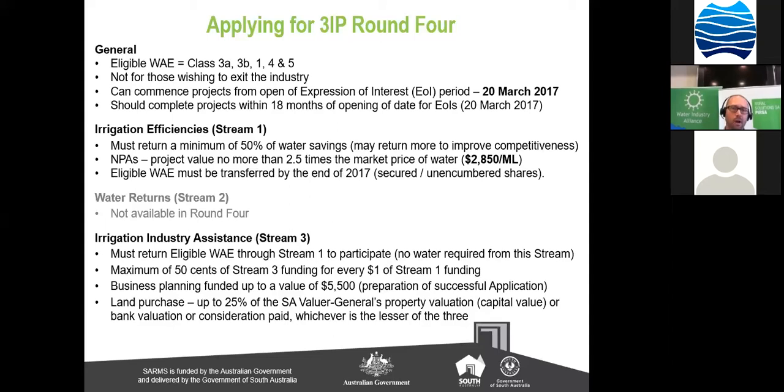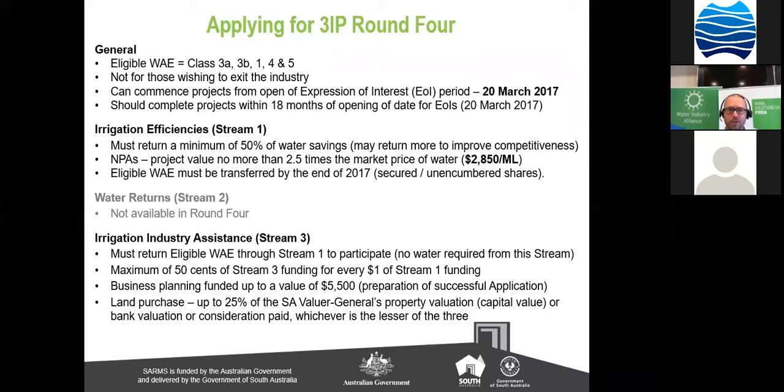And you're able to access up to 2.5 times that market rate if you do have genuine water savings through irrigation efficiencies activities. So that actually takes you up to our magic mark of $7,125 per megalitre that you can achieve entirely through Stream 1. We want those water access entitlements to be transferred through to our program by the end of 2017. So we'll be asking for those to occur in November, December of 2017.